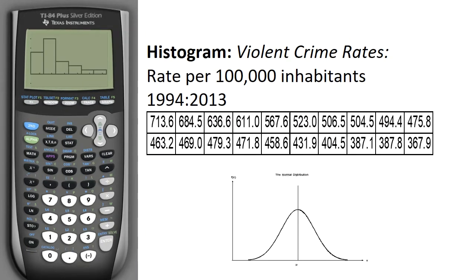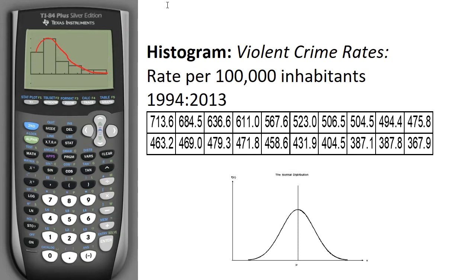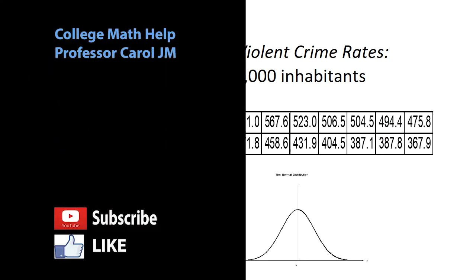So the last thing we want to consider here is, does this histogram show us a normal distribution? And if I look at what this distribution might look like, it does not look like a normal distribution. This is actually called a right-tailed distribution because it tails off towards the right, so it's not normally shaped.